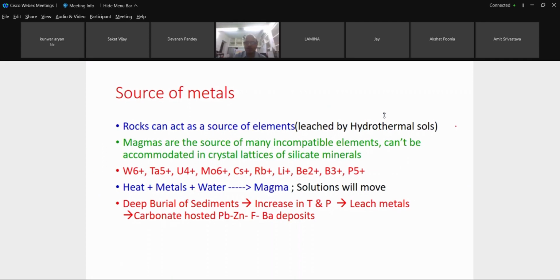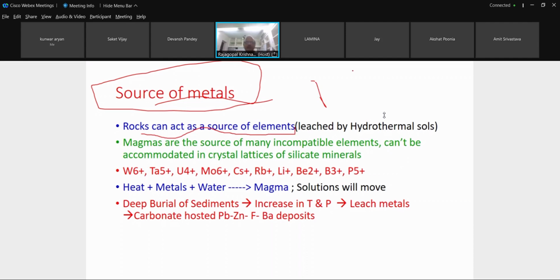Okay, we saw the source of water. Now let us try to see the source of metals. Where do the metals come from? So the first option is that rocks can act as a source of elements.